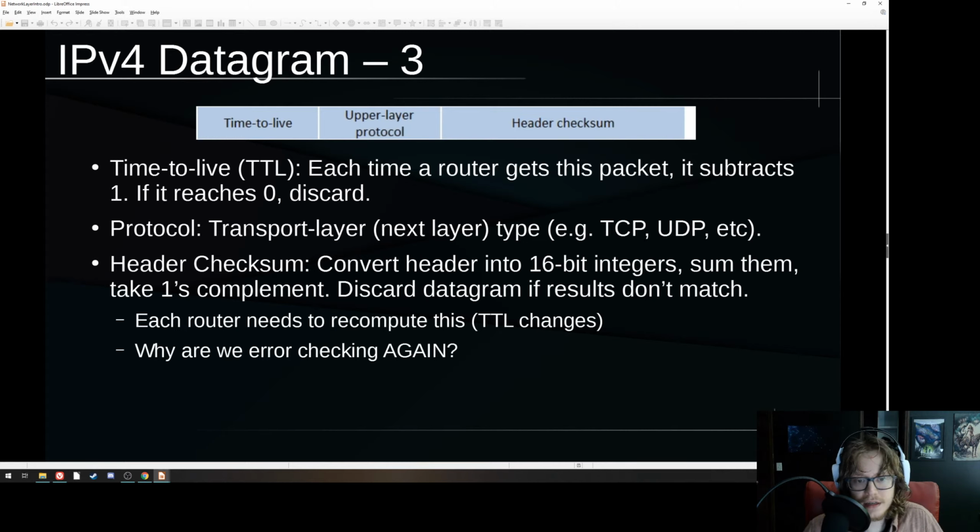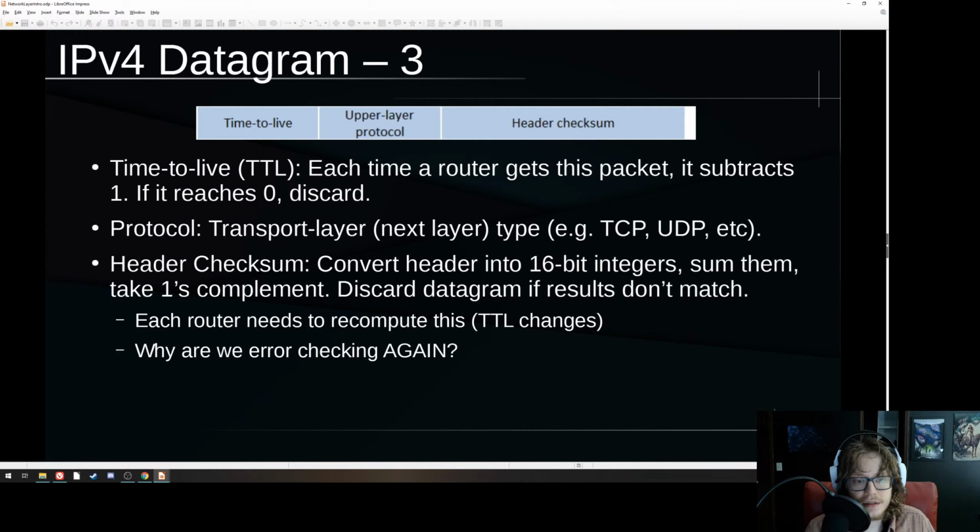Now notice that because the time to live changes and we're using the header as 16-bit integers, every router needs to recompute this again, which is a pretty significant overhead. So why are we bothering to do this when we already have error checking at the link layer?